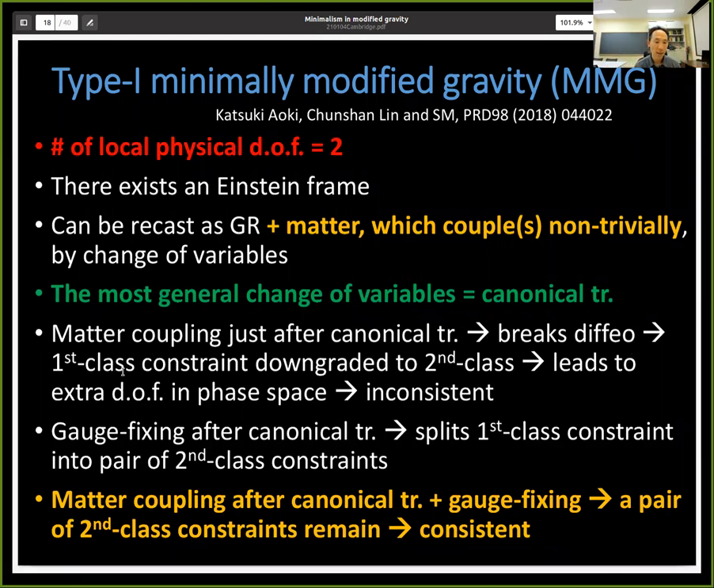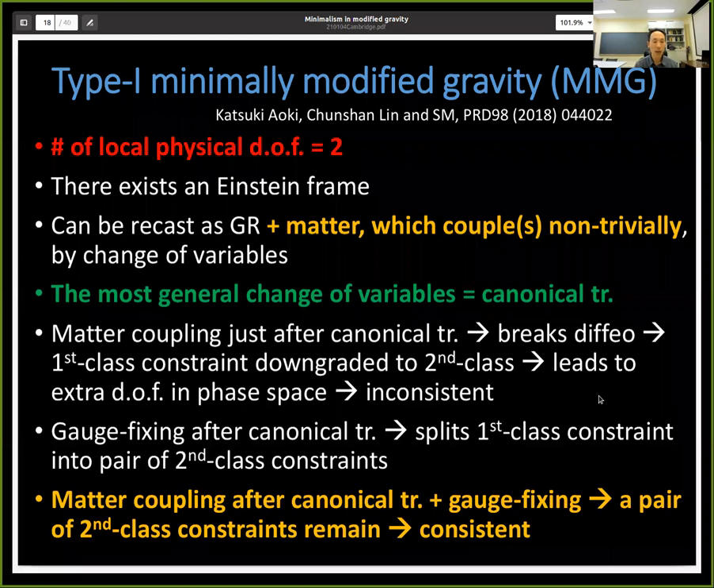So the first class constraint is downgraded to second class. And as I said, a first class constraint removes two phase space degrees, but a second class one only one degree. Therefore, we end up with an extra degree of freedom in phase space. And actually the number of phase space dimensions may become odd at each point. And then the theory would be inconsistent. So this doesn't work.